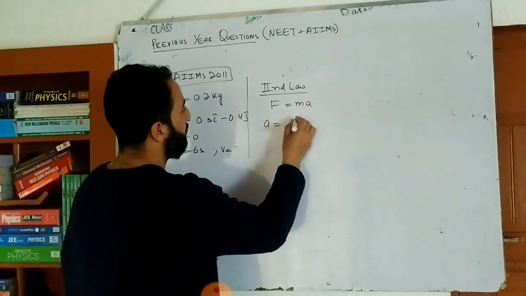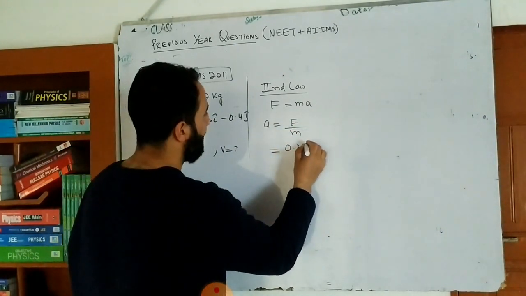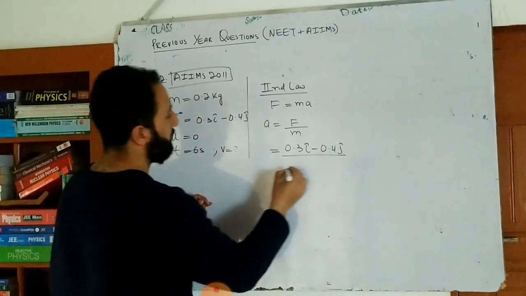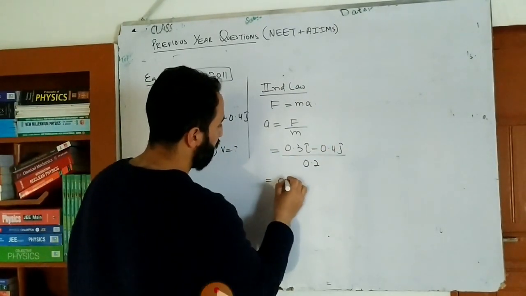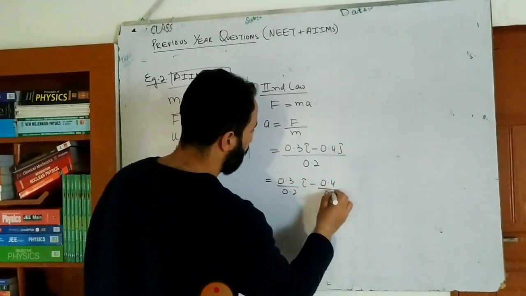A will be equal to F divided by m. Okay? So F is how much? That's equal to 0.3 i kgf minus 0.4 j kgf divided by mass. How much is the mass of the particle? That is 0.2. So it will be 0.3 divided by 0.2 i kgf minus 0.4 divided by 0.2 j kgf.